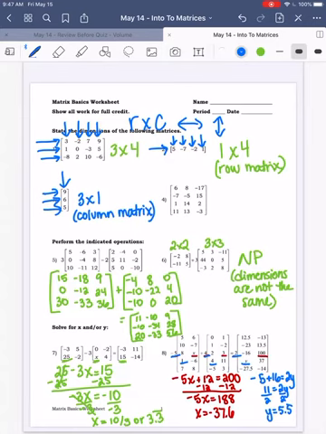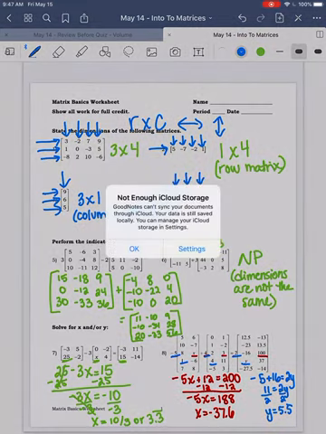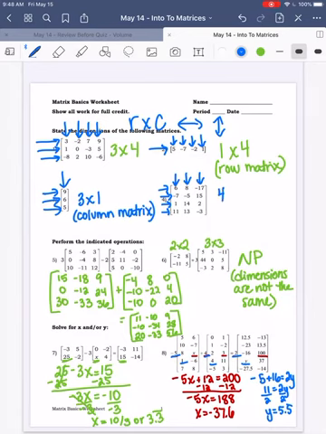Okay, and then 4, 1, 2, 3, 4, 1, 2, 3. So that's 4 rows and 3 columns. It is the reverse of number 1. So just make sure you're drawing those arrows horizontally first, rows, and then columns go up and down.